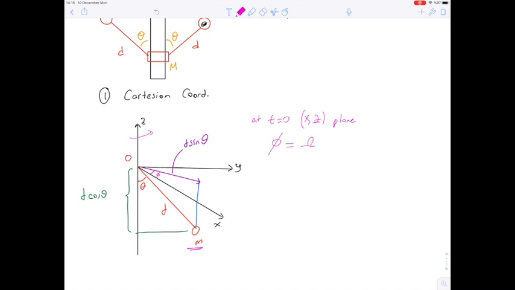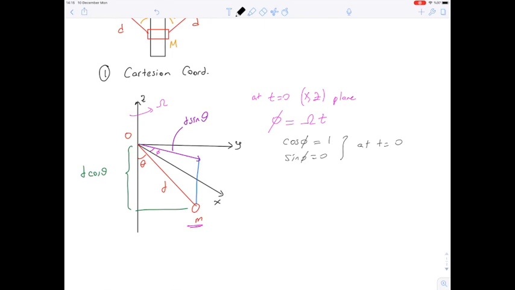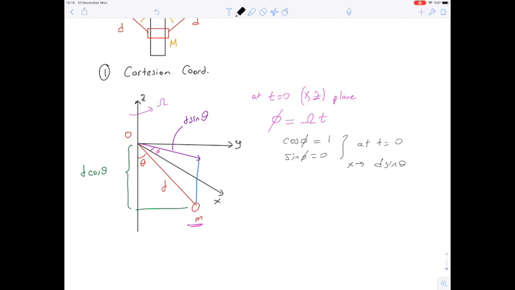which is the rotation angle at the top, times t. Okay, so in the beginning, cosine phi is 1 and sine phi is 0, right, at time equals 0. And at time equals 0, I know that the x component should be d sine theta, this purple projection, and the y component will be 0.